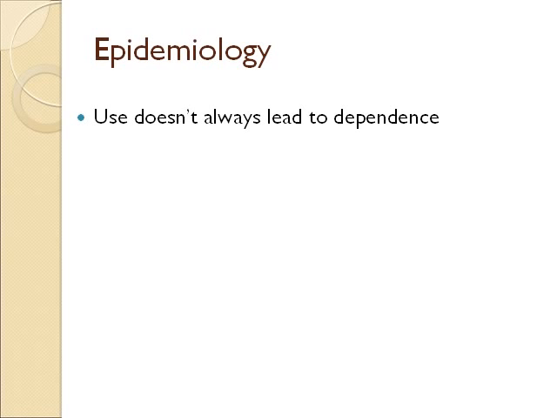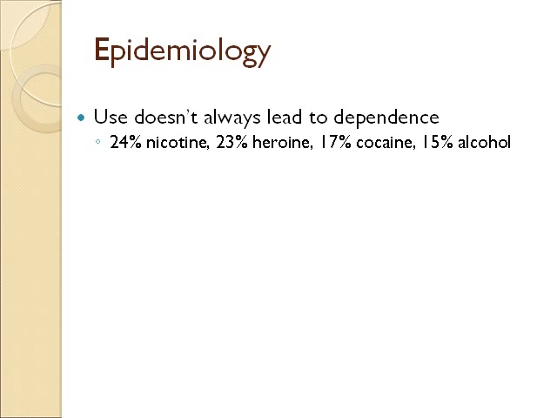In terms of what drugs are most likely to lead to dependence once used, the most addictive drugs, people that use once, a couple times, how likely are they to go on and develop a pattern of dependence? The most addictive being nicotine, 24% of people, slightly more addictive than heroin. So if you're a smoker out there, think about that. Then cocaine, then alcohol being less addictive than the others.